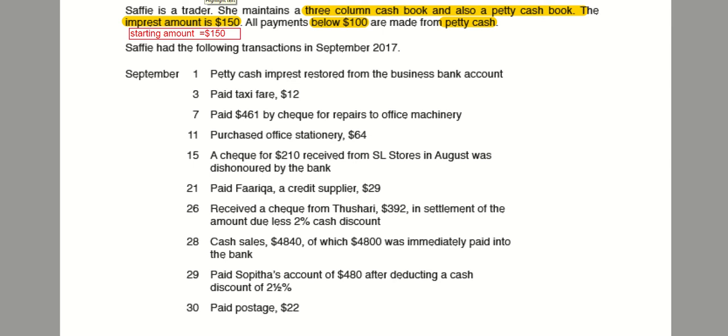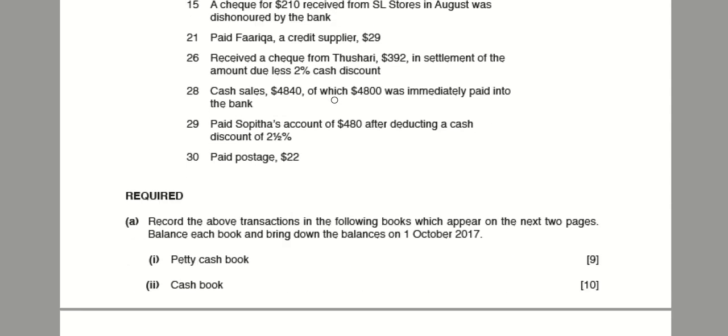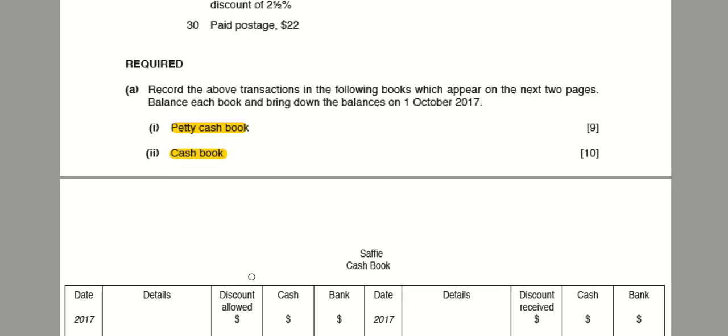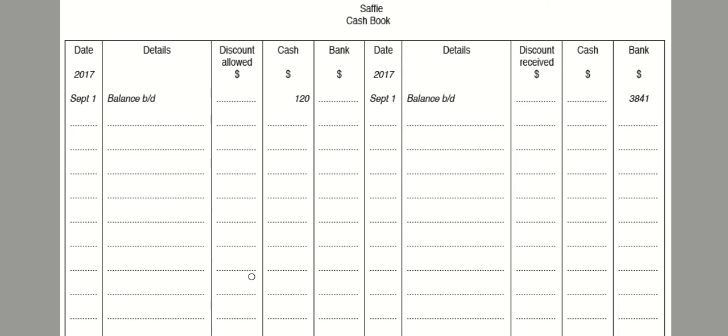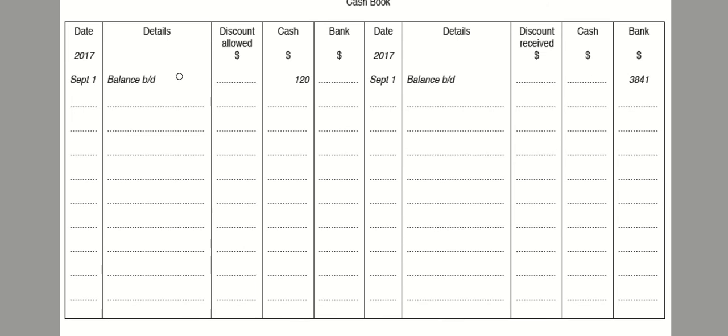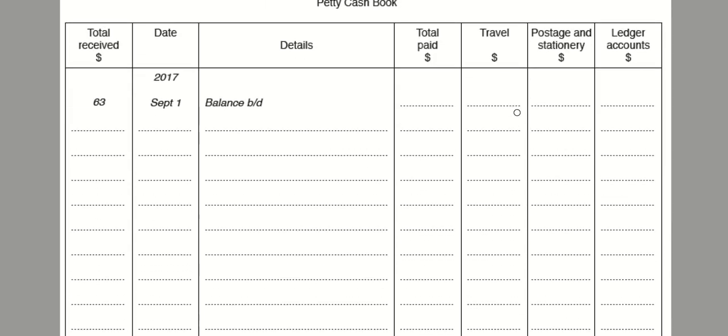So let's get on with it. There are two options. You can review each transaction, and then I'll scroll down and show you what's required. If you notice, there is petty cash book A1 and cash book A2, and if we scroll further down you can see the cash book here. Balances have already been entered for you. The opening balances are already there, and if we scroll further, it is a petty cash book and the balance has already been entered for you.